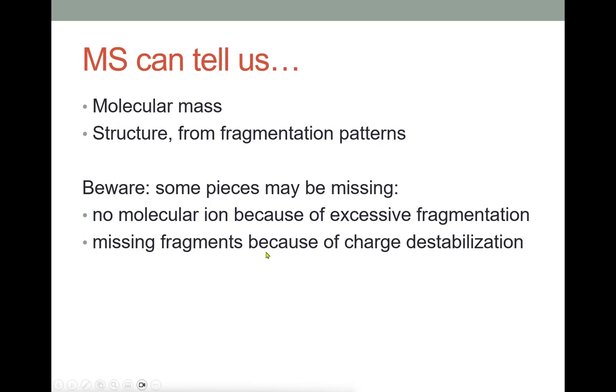We may also not see certain fragments. And so again, avoid the temptation to try to assign every single peak or to try to find a peak to explain every single fragment on your structure, because you may not see some of them because of the particular electronics of the molecule.